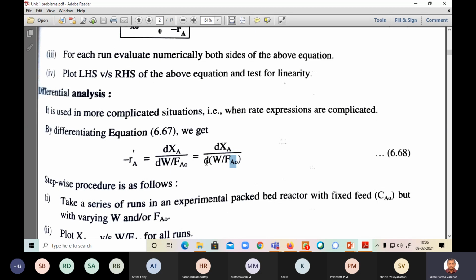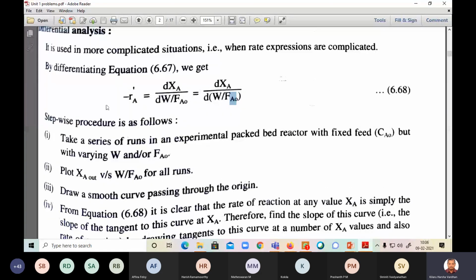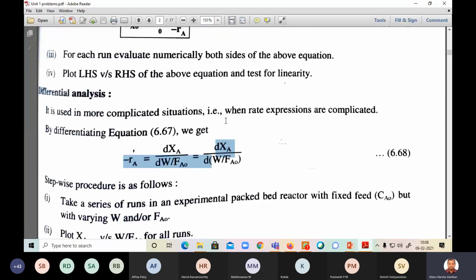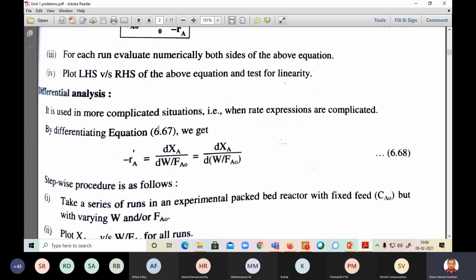So what is the procedure for differential analysis in this particular case, where the concentration is changing with respect to the length of the reactor? Then what are the steps? The step is the same thing. Take a series of runs with the experimental packed reactor with the fixed CA naught, but vary different W by Fa naughts, right? The same as here, vary with the different CA naughts. Here, since you are guessing it, the second step will be not guessing.